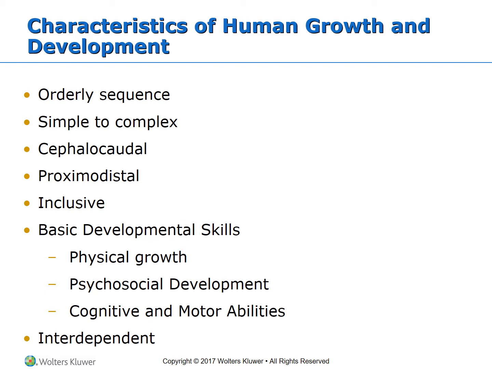Characteristics of human growth and development. This is all on page 106 in your book, is when it starts. Orderly sequence. Growth and development occurs in an orderly sequence. They have to accomplish a simple task before they attempt a more complex task.